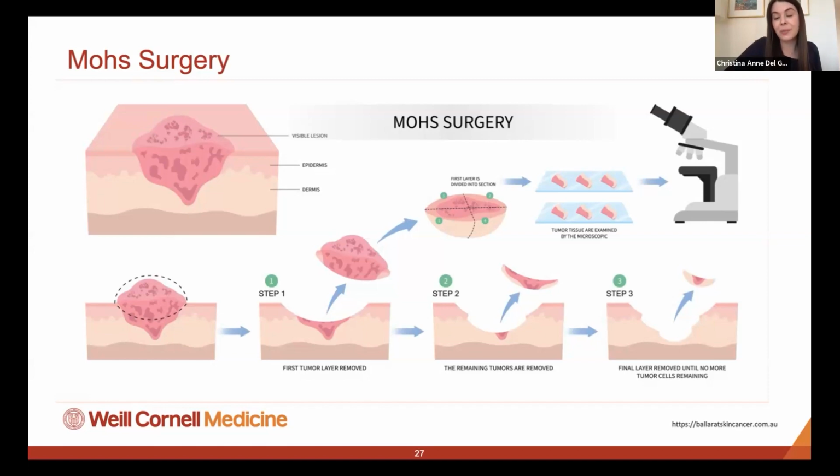And so, as you can see, depending on how many times this has to happen, it can be quite time consuming. But it's very helpful for areas that are cosmetically sensitive, such as the face, because it allows for the least amount of tissue to be removed, while also ensuring that the entire tumor is removed before the wound is closed.